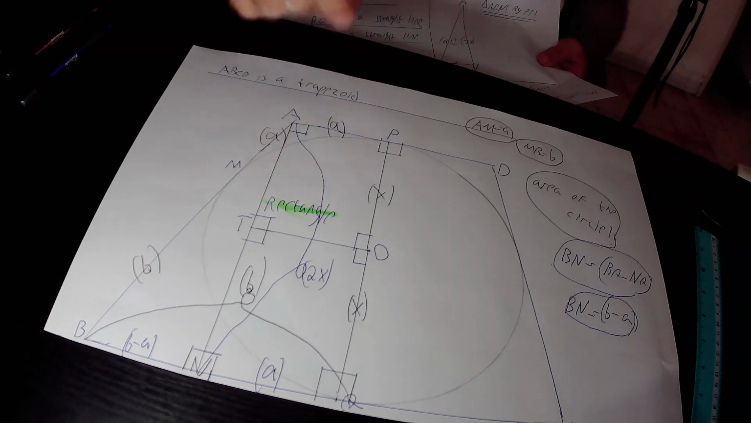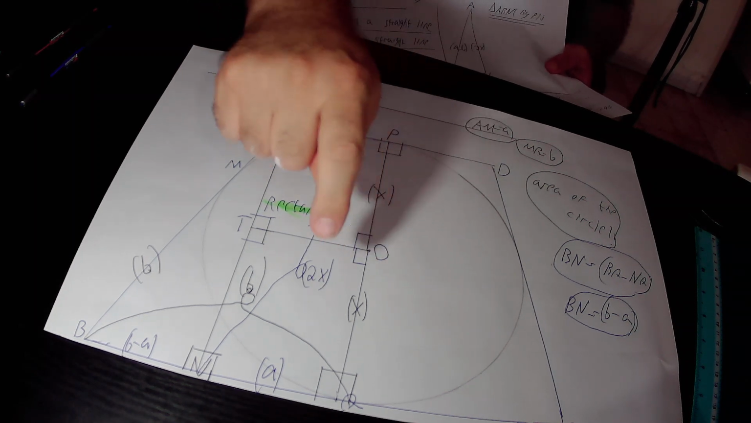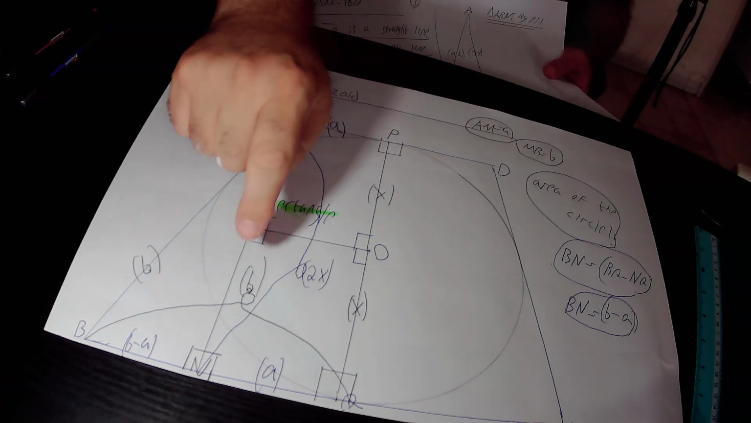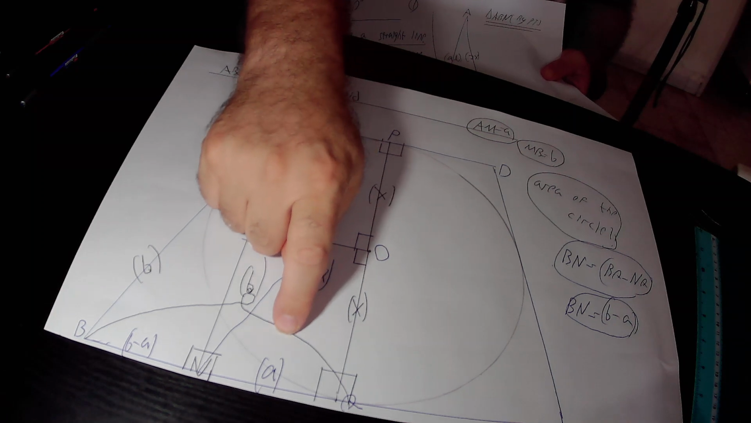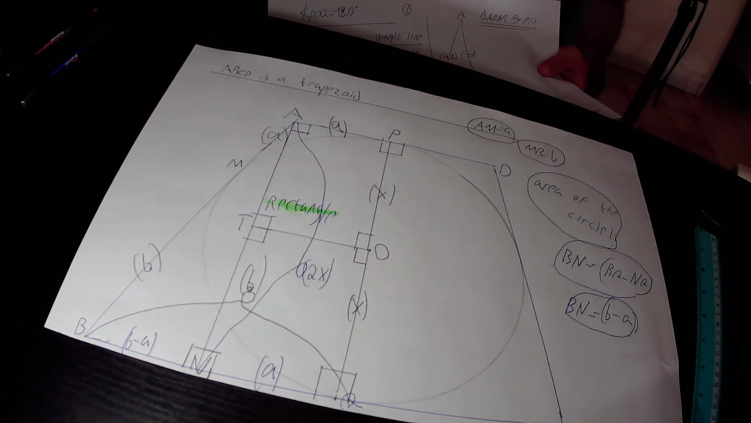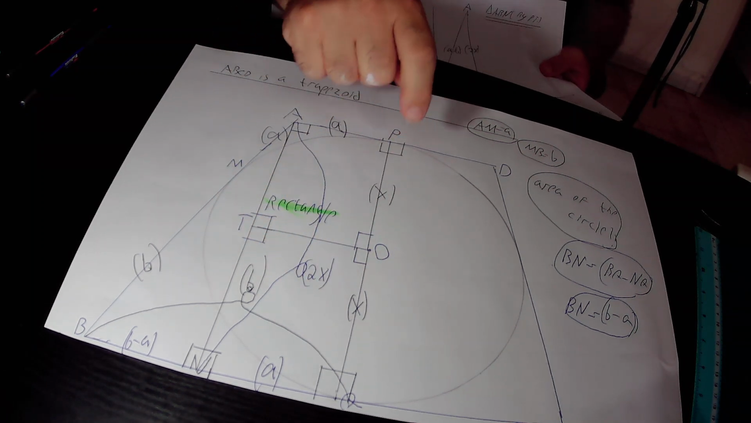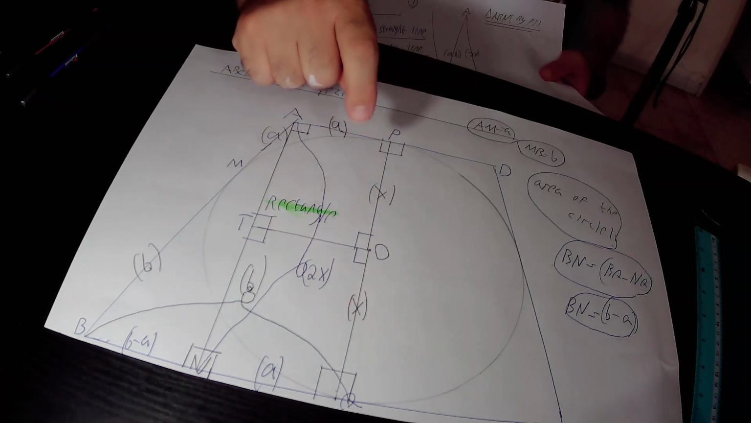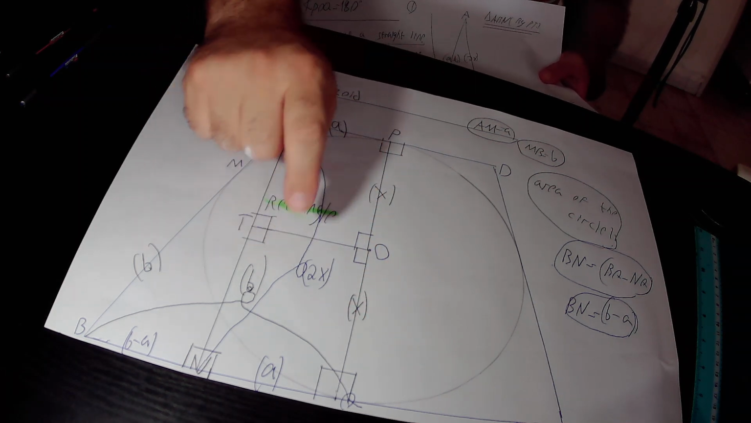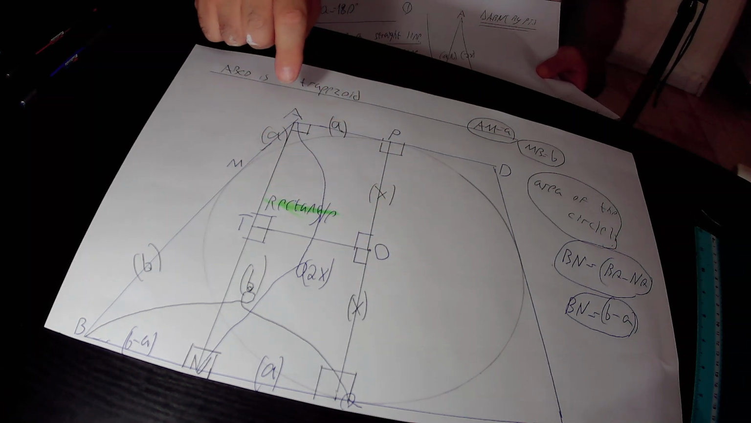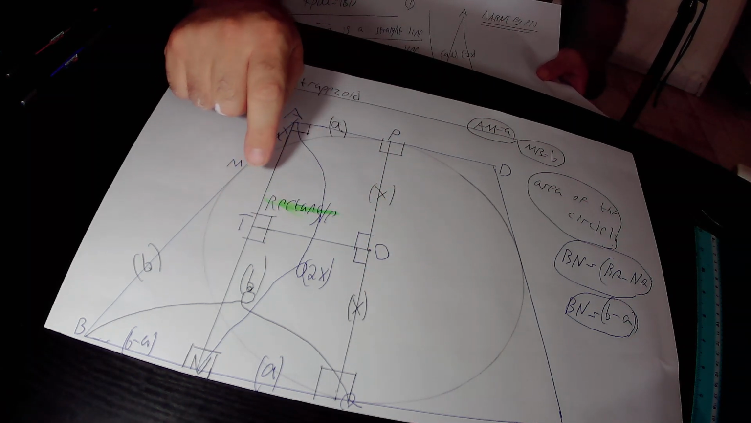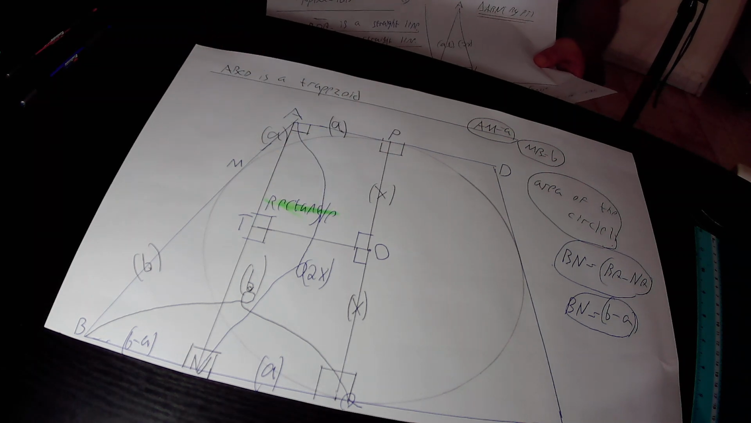But we also know that the opposite sides of a rectangle are equal to each other. So in rectangle APQN, side AP must be equal to the opposite side QN. But AP is a, therefore QN must also be equal to a in its length. Likewise, according to the same rule, in the same rectangle APQN, side PQ must be equal to the opposite side AN. But PQ in total equals x plus x, that is 2x, therefore AN must also be equal to 2x units in its length.